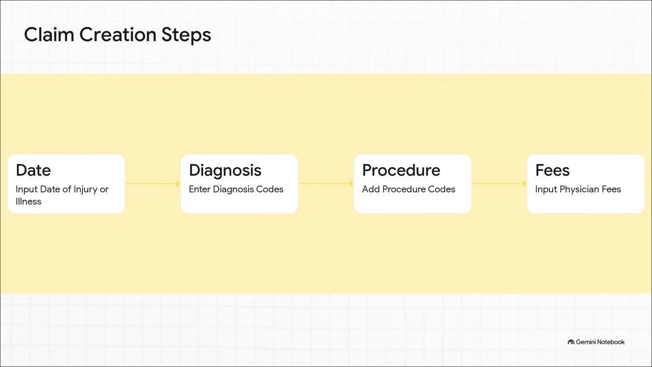First up, Step 1. You input the date of injury or illness to establish exactly when the event occurred. Step 2, you enter the diagnosis codes. This is absolutely crucial because it tells the insurance company why the patient was seen. Was it a fractured wrist, a persistent migraine? Then, Step 3, you add the procedure codes, detailing exactly what the physician did to treat that diagnosis. And finally, Step 4, you input the physician fees for those specific services. It's this beautifully structured flow of information that takes the chaotic reality of a medical emergency and turns it into a clean, processed claim that's ready for payment.